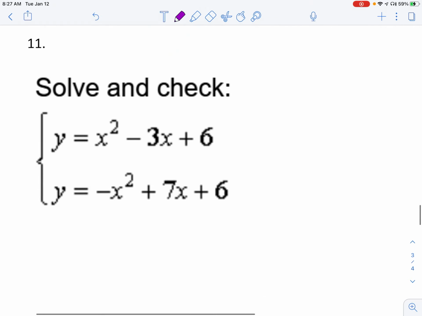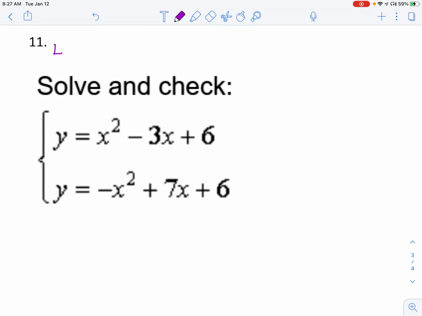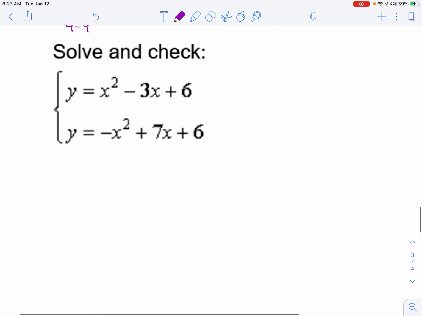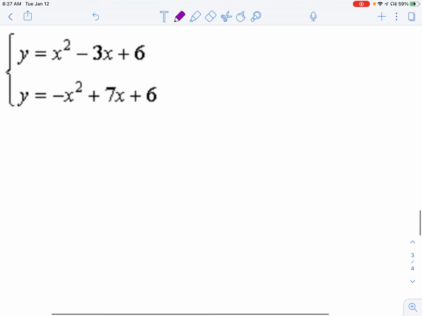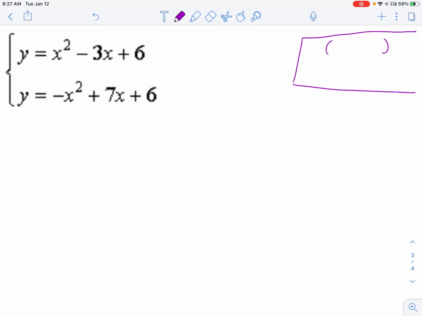Number 11 is from chapter 4, section 9. The good news is it relates a lot to chapter 4, section 7, which is the quadratic formula, which we've been doing for eons now. All right, so you need to solve. Your final answer, I'll even put a box here for it, is going to be probably 2 points, an x and a y value on both of them.